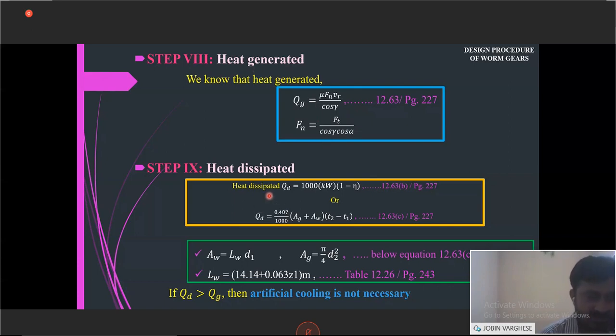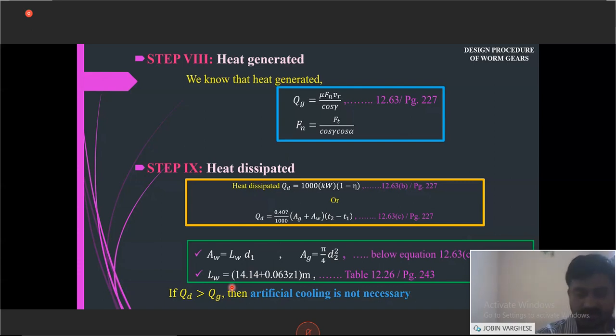Then the heat dissipated is given by this equation. Heat is dissipated by natural convection, or if forced convection is there, the heat will obviously be dissipating. However, what we are doing is comparing heat dissipated and heat generated. If heat dissipated is greater than heat generated, obviously artificial cooling is not necessary, because the heat rejected is greater than generated, so it's in a cool condition. In the other case, artificial cooling is necessary and a fan should also be provided.